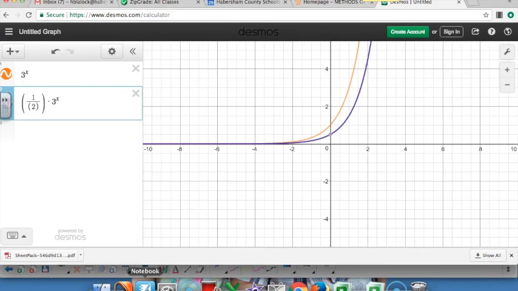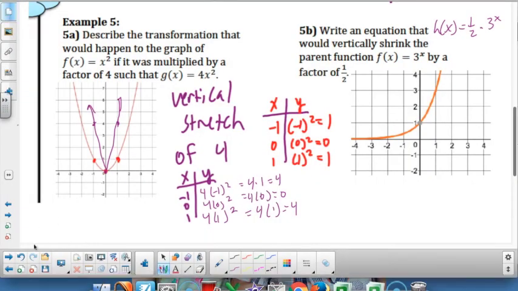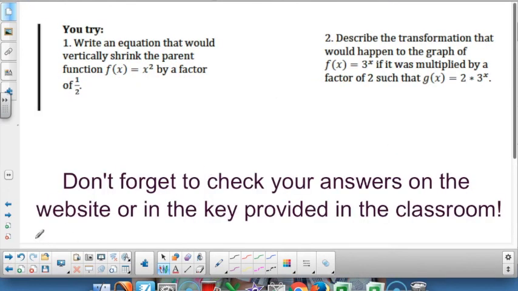Okay, so that's what your vertical stretches and shrinks are going to look like. You guys go ahead and try a couple. Graph them to help you see it if you want to, especially on Desmos, but you can just write the equations. Don't forget to check your answers, and I'll see you on the last video.